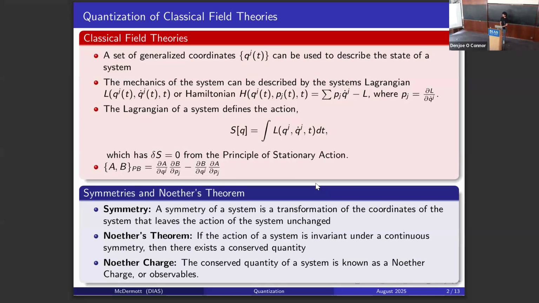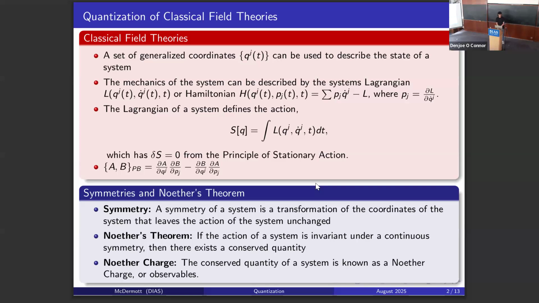Also, the Lagrangian of a system will define its action, which must have zero variation from the principle of stationary action. And an important quantity to define for classical field theories is the set of Poisson brackets for two functions or two functionals. The convention that I work with is given in this form here.